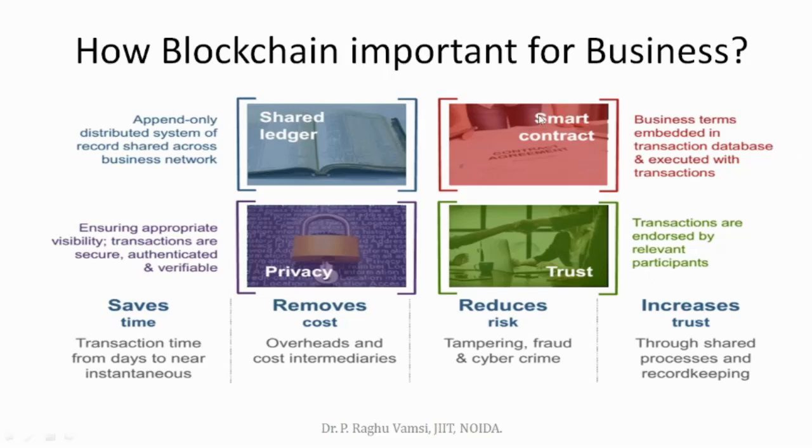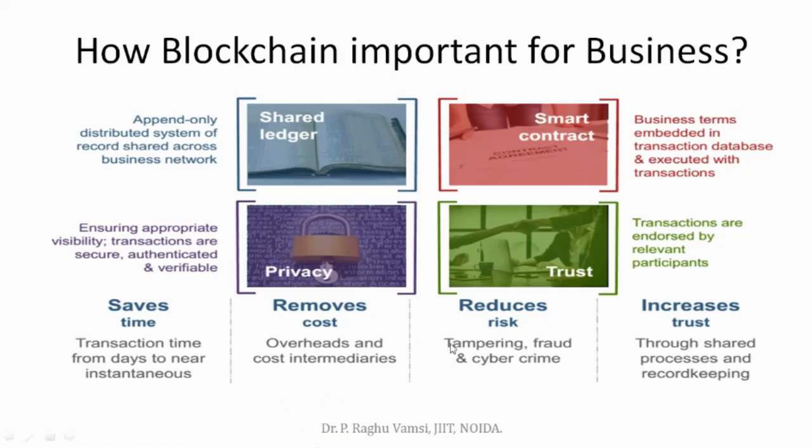So these are the four main features of the business blockchain for using the blockchain in the business, and also use of this blockchain will save the time. Obviously, auditor no need to go to every participant and no need to verify the ledgers, and also removes the cost. Overheads of the cost of the intermediaries can be removed. This is called a direct benefit transfer. So the ones who are directly benefited will be getting the things, so that the intermediaries can be avoided.